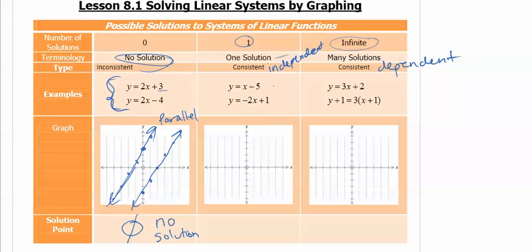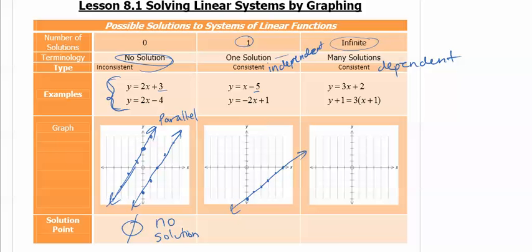Okay, so I have two lines that I'm going to graph. The first is y equals x minus 5. So I'm going to graph my y-intercept of 0, negative 5. 1, 2, 3, 4, 5. And it looks like my slope is 1 to 1. So up one, right one, up one, right one, up one, right one, all the way until my line is off the page. And then I'm going to graph y equals negative 2x plus 1.